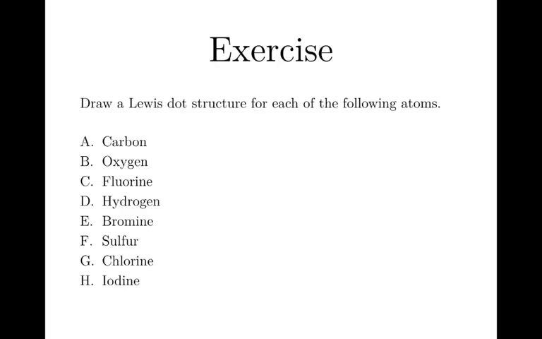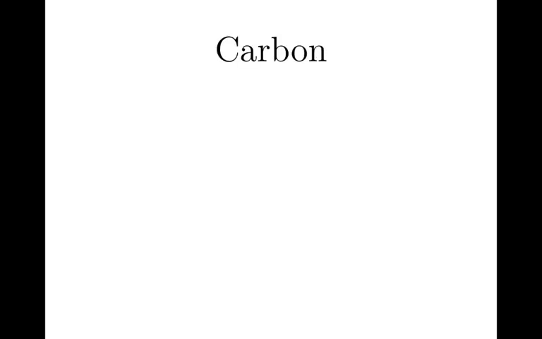And to walk through this exercise, draw a Lewis dot structure for each of the following atoms: carbon, oxygen, fluorine, hydrogen, bromine, sulfur, chlorine, and iodine. So let's begin. The first one is carbon. Carbon, which is in group 4A of the periodic table, has 4 valence electrons.